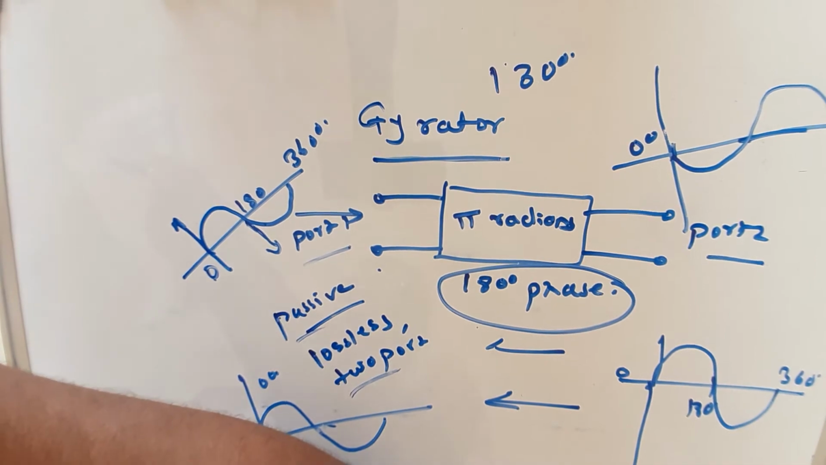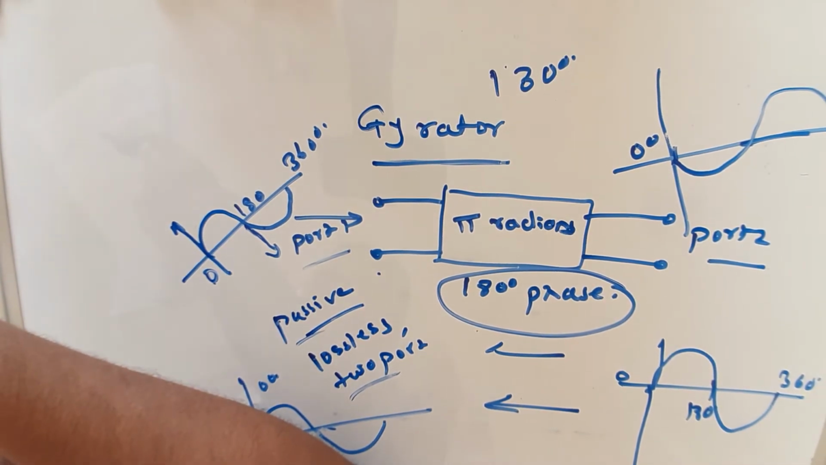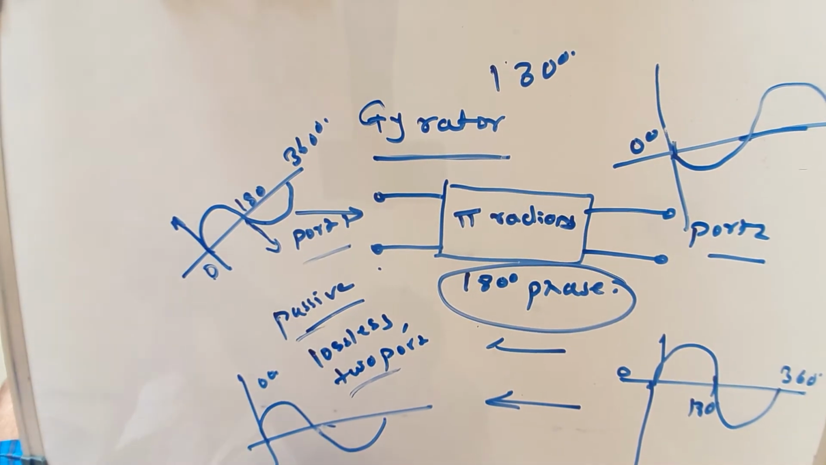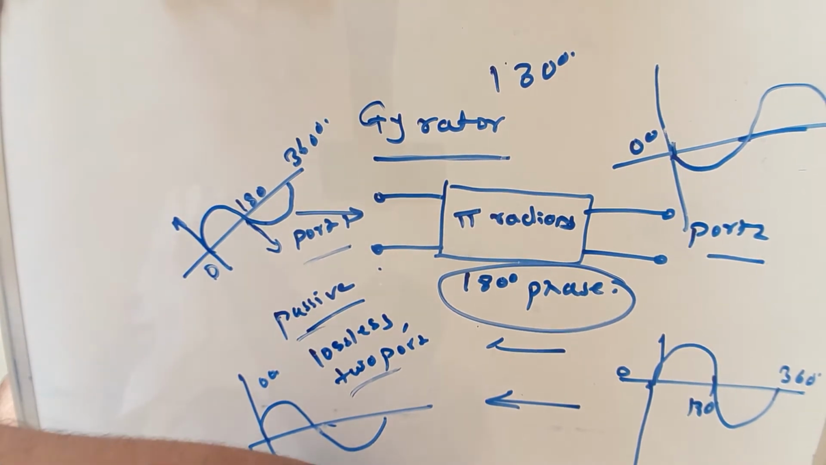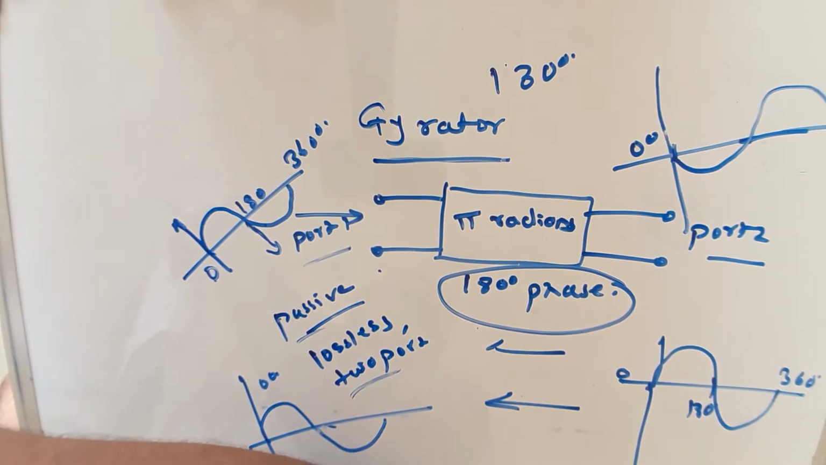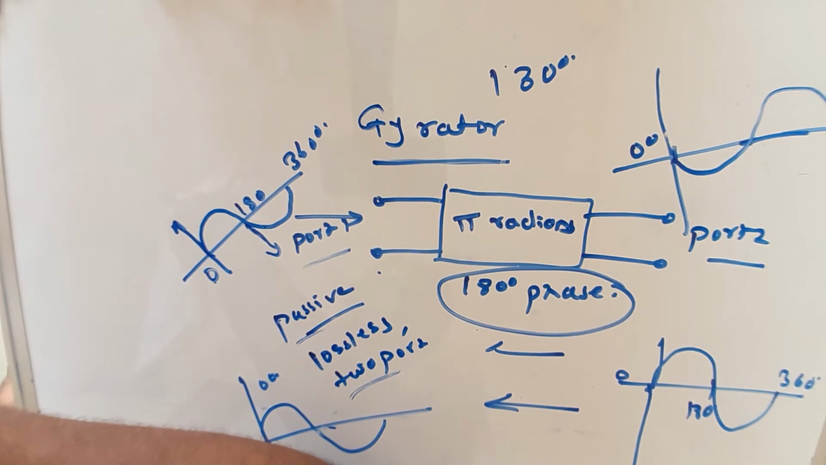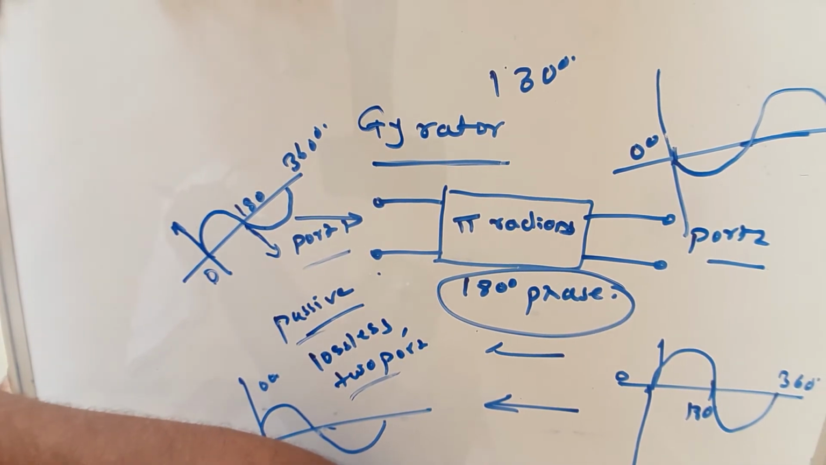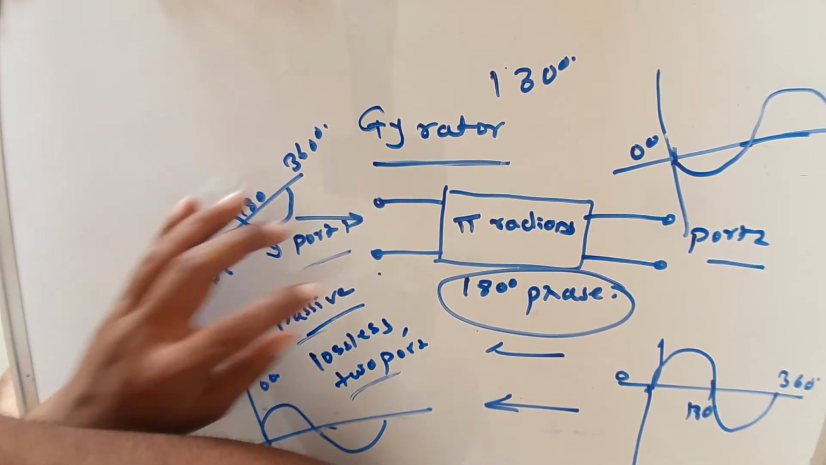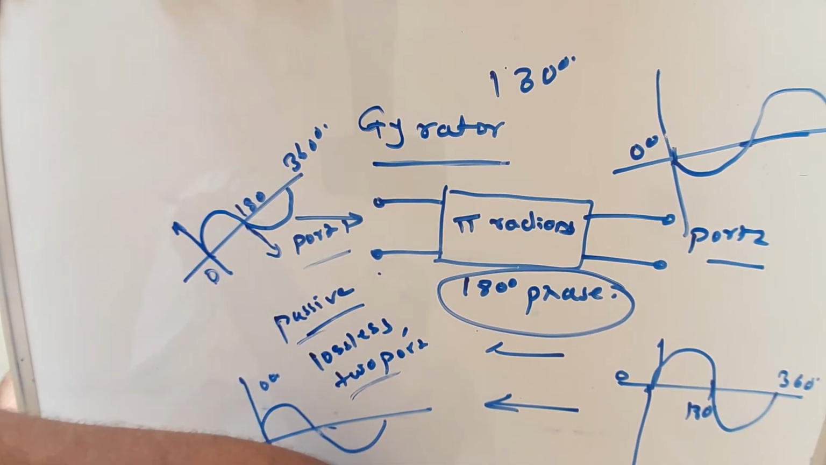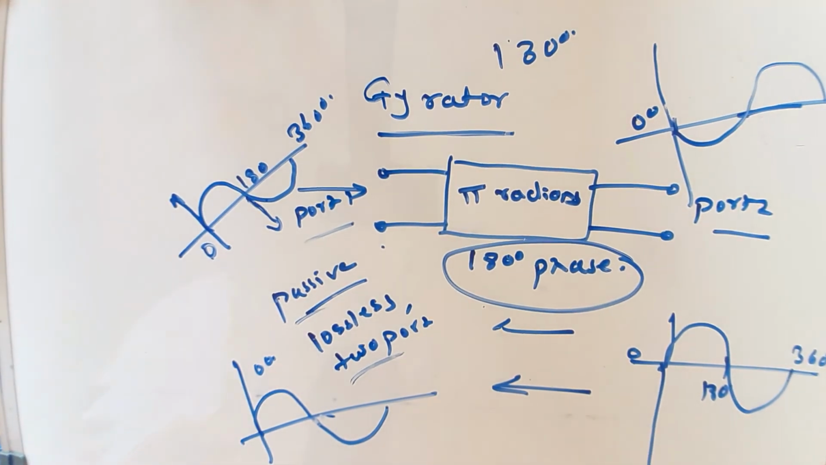It is also named after the gyroscope. The gyrator is related to the gyroscope by analogy in its behavior. So this is the symbol for the gyrator, with pi radians, means pi is a 180-degree phase shift.